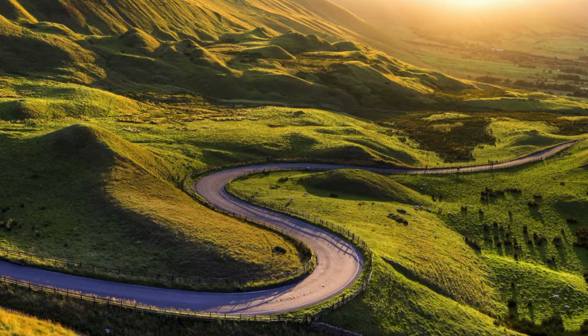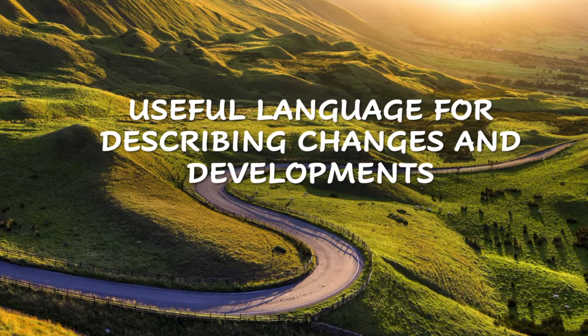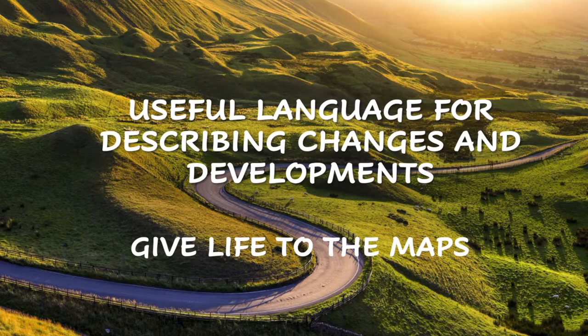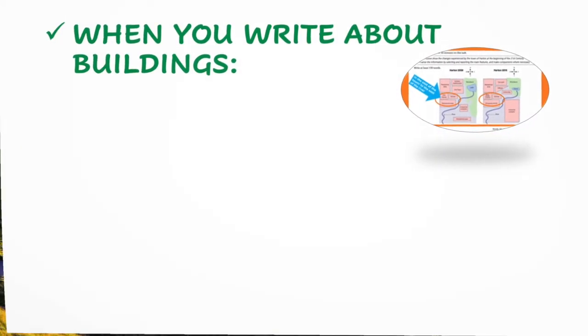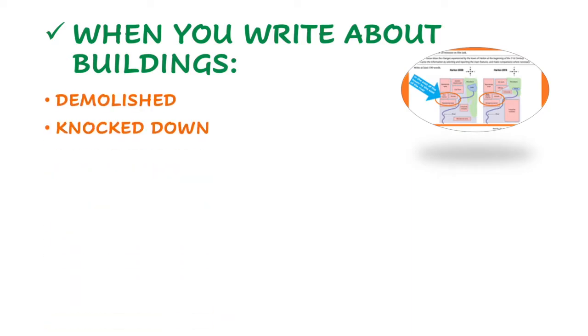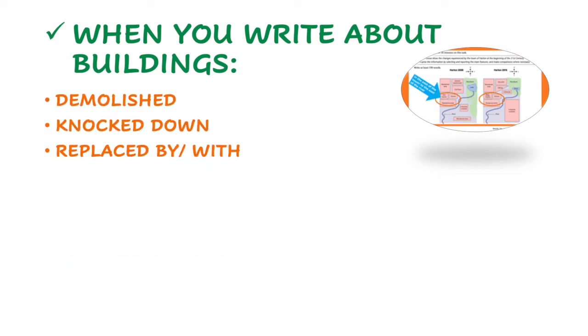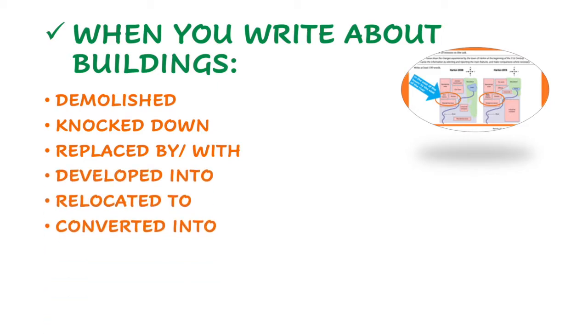Now, let's talk about the actual lexis, the actual vocabulary, when you describe changes and developments. So, in other words, when you give life to the maps, you don't just indicate locations randomly. You do it in order to say what happened there, what changes occurred. So when you write about buildings, they could be demolished, knocked down, replaced by or replaced with, developed into, relocated to, converted into, or modernized.